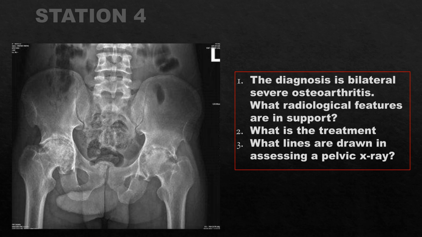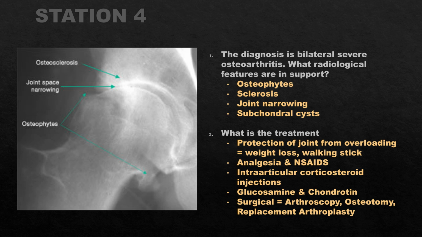Diagnosis: bilateral severe osteoarthritis. What radiological features support this? What is the treatment? What lines are drawn when assessing a pelvic X-ray? Pause and attempt. In this station, the diagnosis is bilateral severe osteoarthritis. Radiological features include loss of joint space, osteophyte formation, subchondral sclerosis, and subchondral cysts. These features can be remembered using the acronym LOSS.